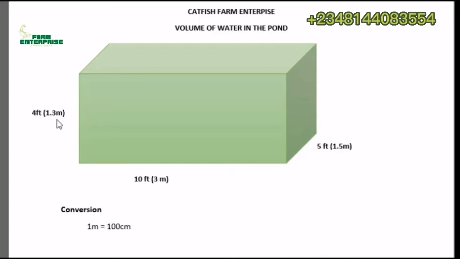So there's a conversion from feet to meters. If your pond is measured in feet, you just have to convert it to meters. And a meter is 3.2 feet. So you just do the conversion and you get the measurements in meters or feet, whichever the pond is being measured in. You can use your tape rule to do the measurement.